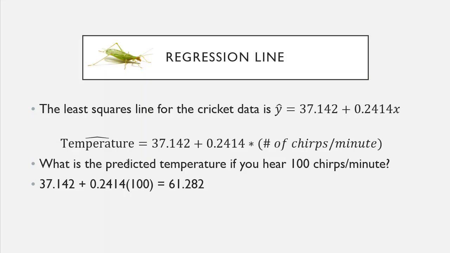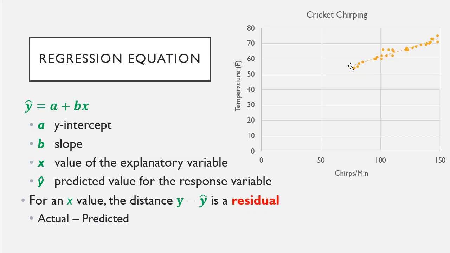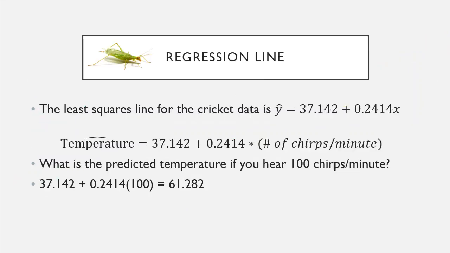And then you can say, well, what is the predicted temperature if it was 100 chirps per minute? Well, you could plug in 100 for x, multiply that out, and you get 61. You would say, it's probably about 61 degrees outside. So could you predict temperature using cricket chirps? Turns out you could. And because the regression line tucks in with the data pretty good, you might expect that prediction to be fairly accurate, which is pretty fascinating.